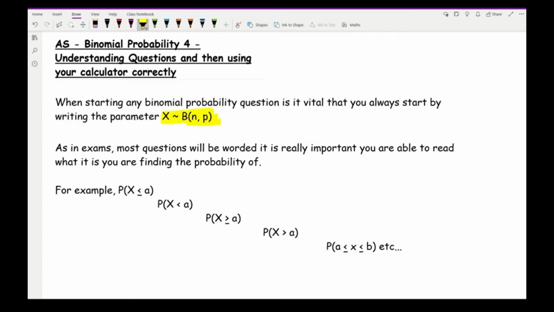Now, as in exams, most questions will be worded, so it is really important that you're able to read what it is you're actually trying to find the probability of. So, for example, if you've got a worded question, you want to convert it to one of these couple of things. So whether you're looking for X is less than or equal to a value, X is less than a value, X is greater than or equal to a value, X is just greater than a value, or if X is between two values, inclusive and exclusive of those values.